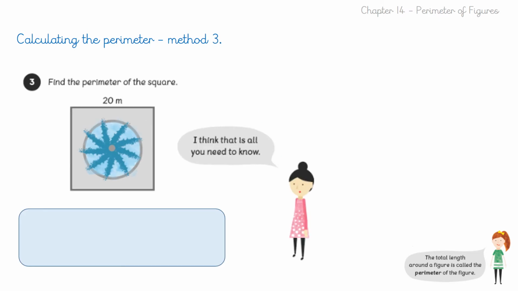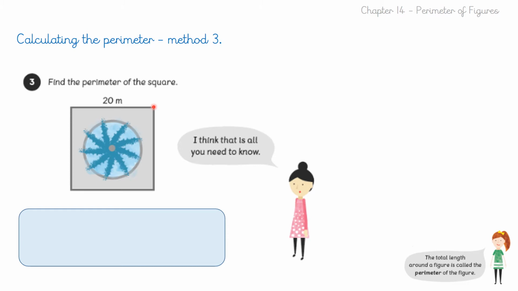Do you remember that there was a shortcut to finding the perimeter of some shapes? This is what we're going to look at in method 3. My friend thinks that all you need to know in order to find the perimeter of a square is the length of one of its sides. Do you agree with her? Why? Amazing, because we know the properties of a square, and we know that all the sides are the same length.